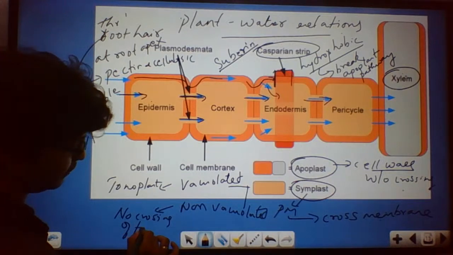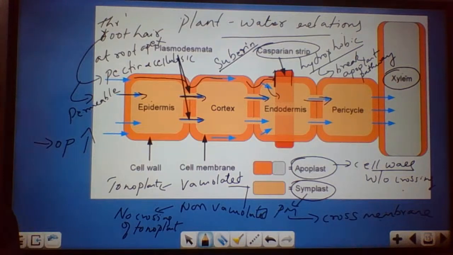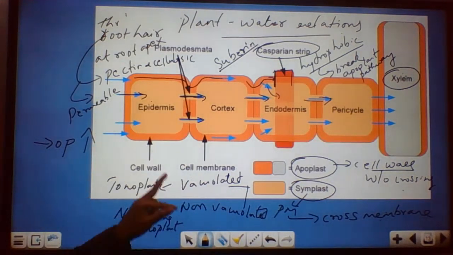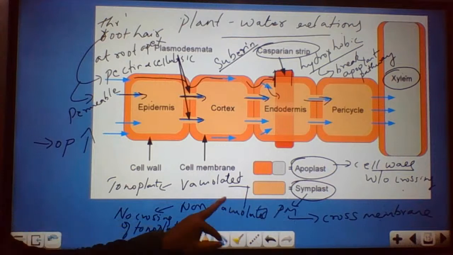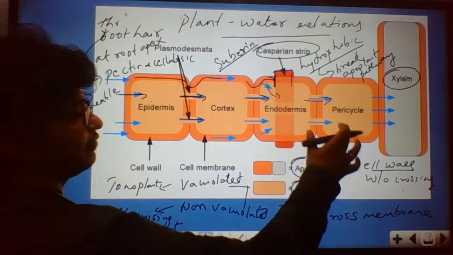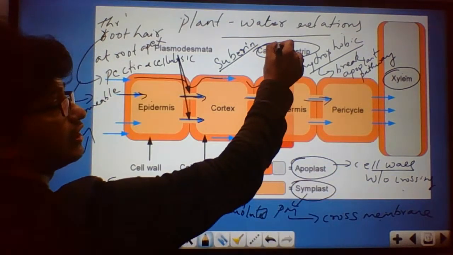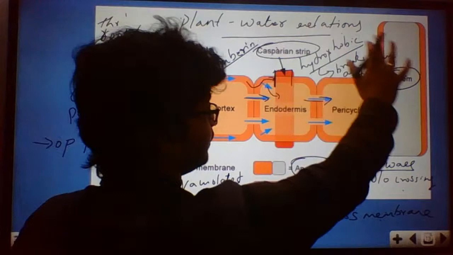What is the tonoplast? The tonoplast is the outermost layer of the vacuoles that you can see. If it is a vacuolated symplast, it crosses the layer of the vacuoles, but a non-vacuolated one will not cross even the tonoplast of the vacuoles. By this, we can differentiate the symplast into vacuolated and non-vacuolated. Questions come from this part, either from apoplast or symplast, or from the Casparian strip. Okay, fine. So we're done with this part.